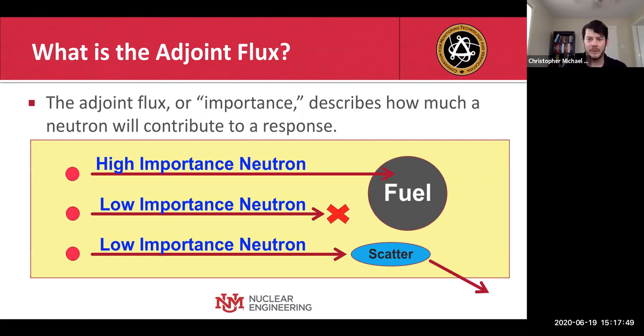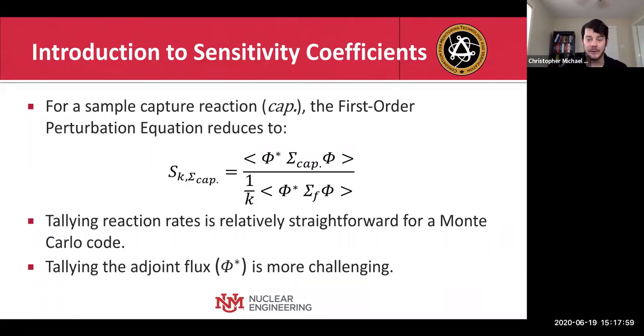Most of the research I do is figuring out different ways to estimate that importance, figuring out different algorithms to estimate that. They're all pretty difficult, actually. Some of them can be very, very elegant once you get them right, but that's the most challenging part of the work, estimating the adjoint flux. Once you have this adjoint flux, then you can get some sensitivity coefficients and do lots of really cool things, which I'll talk about more later on in this presentation.